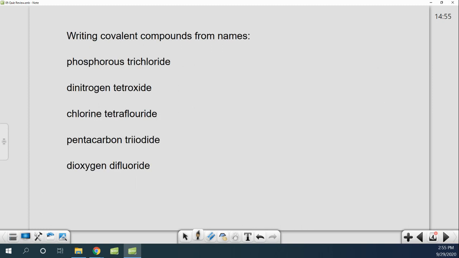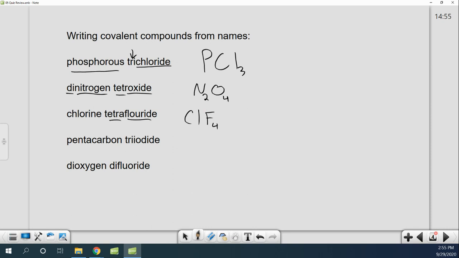And if you flip it over, try to do it the other way around, it's just as easy. I have phosphorus, chlorine, and there are 3 of them. I have nitrogen, and there are 2 of them. I have oxide, and there are tetra, 4 of them. So as long as you know the mono, di, tri, tetra, penta, you're pretty much good to go. Chlorine, fluorine, tetra. Chlorine with 4 fluorines.